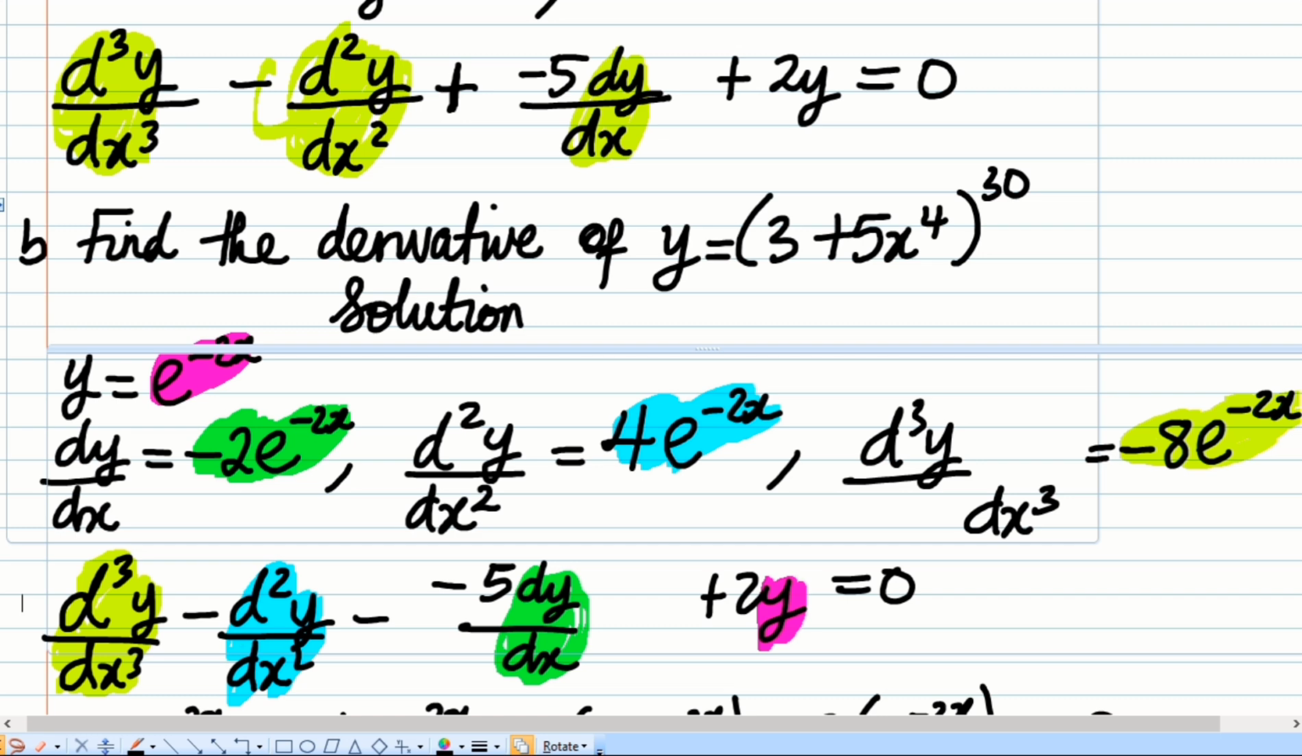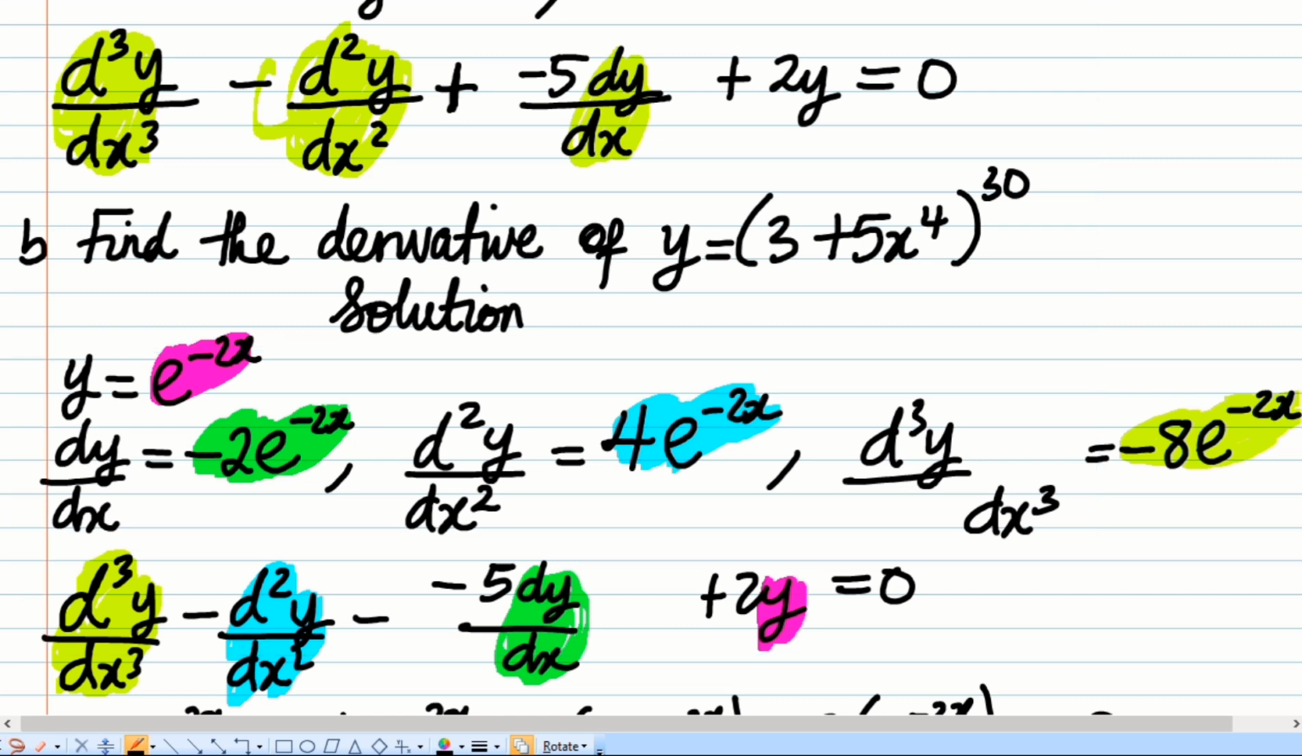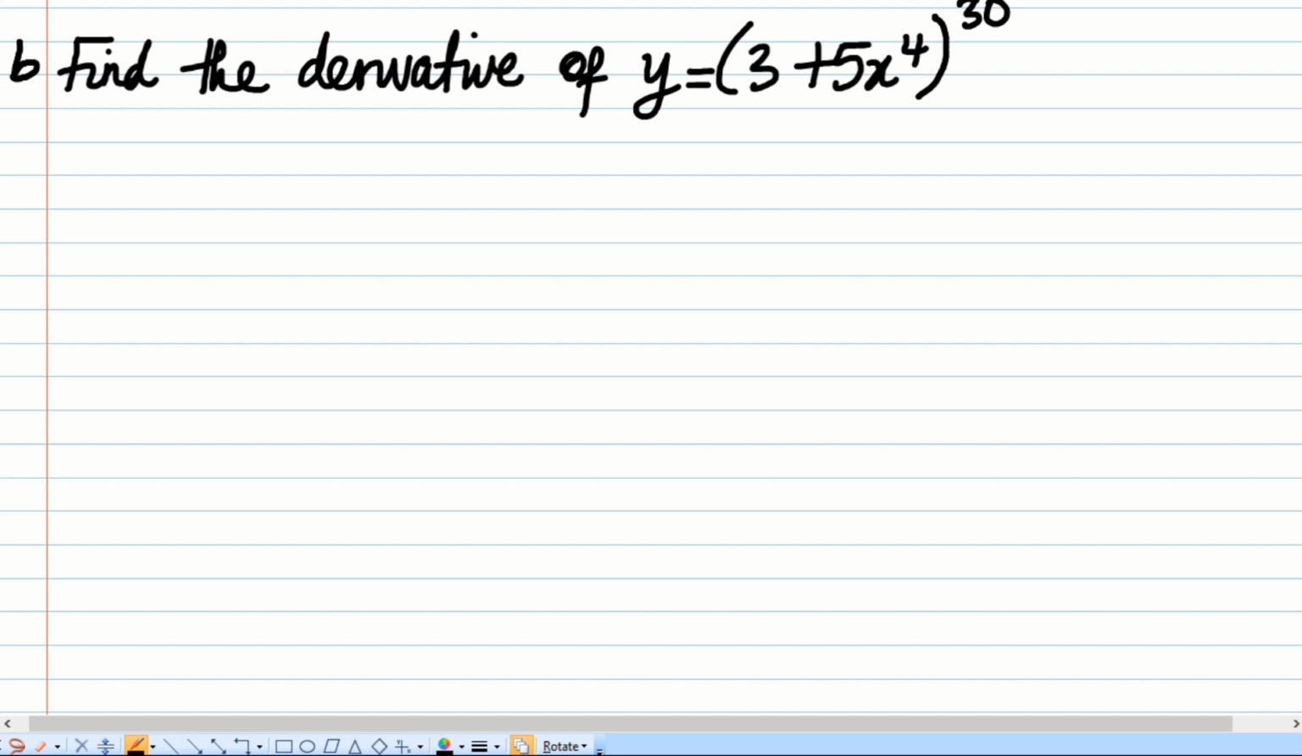So let's go to the B part. Look at the B part. We are asked to, okay, I'll just copy it and then we'll solve it below. So look at the big question. We're asked to find the derivative of y equal to (3 plus 5x to the power 4) raised to power 30. Now, it would be terrible to try to expand. Okay, so that's why you need to know your basic differentiation method.